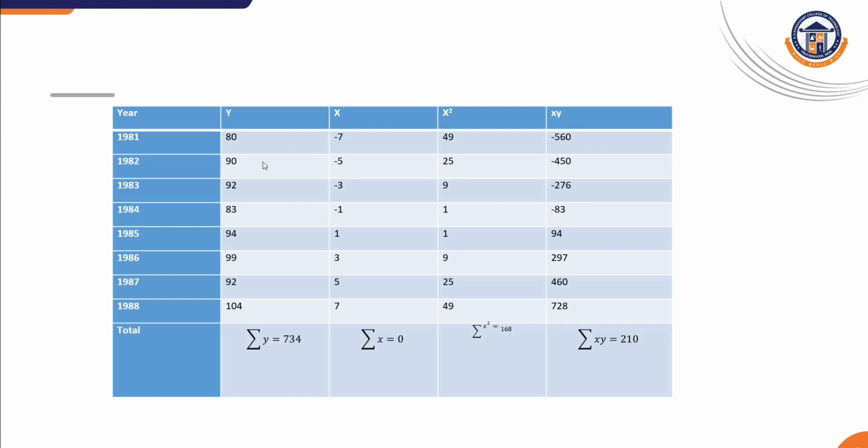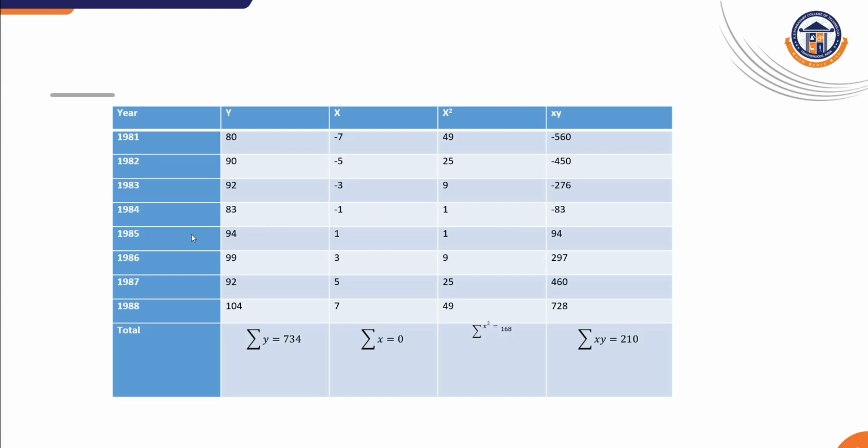So x into y is minus 400. For 1983, the y value is 92, the mid value of x is minus 3, the square value is 9, and multiplying x into y gives minus 276. And the fourth data, 1984: 83 is the y value and minus 1 is the mid value here, x square is 1, and again you multiply minus 1 and 83 to get the xy value.